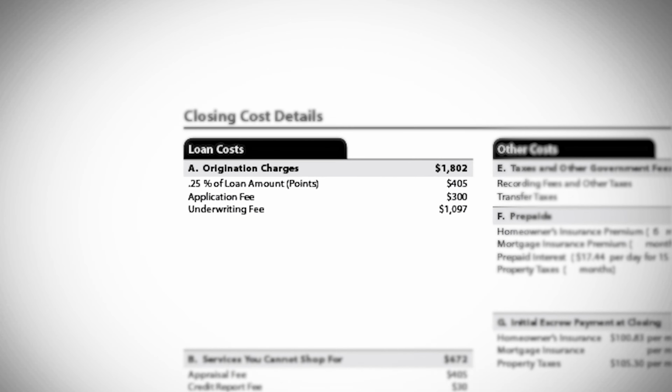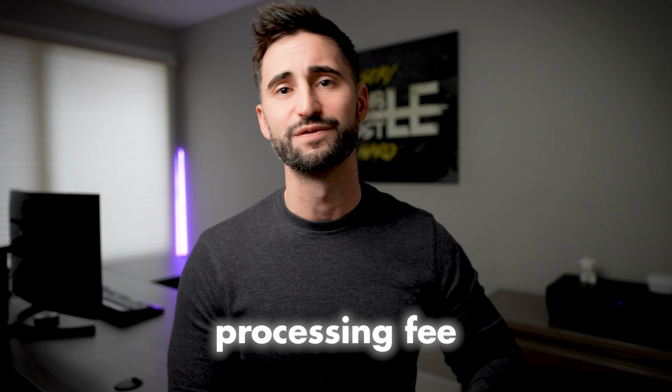Page 2, section A. This is my absolute favorite spot on the loan estimate because this is where you find out if your lender's trying to screw you or not. So let's start with fees that are totally normal to see in this section. These might be considered processing fees, underwriting fees. You might see them as an application fee.